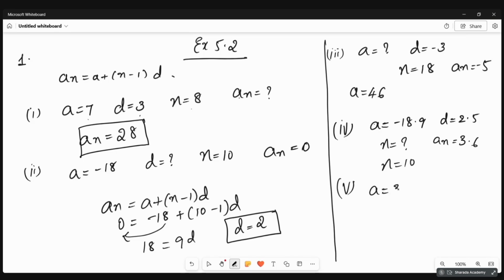A is equal to 3.5, D is equal to 0, N is equal to 105. An you have to find. Next one we will get An is 3.5. Got it now, everyone? Do the second.